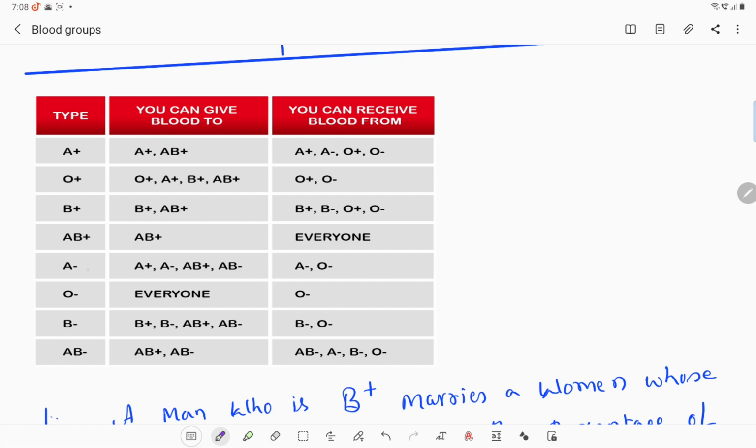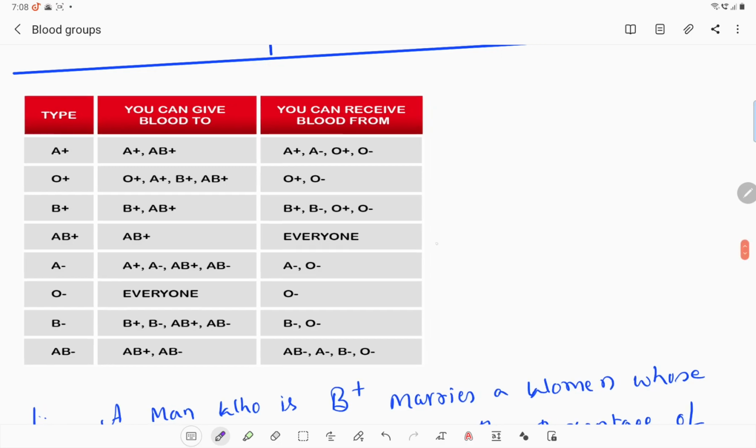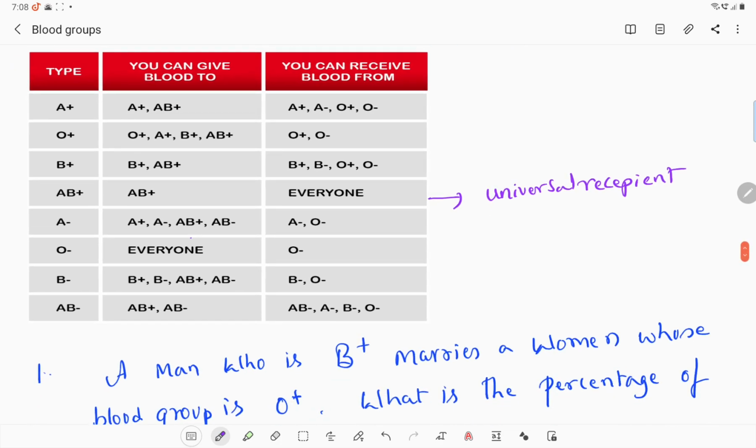And if your blood group is AB positive, you can give blood only to AB positive, but you can receive blood from everyone. So AB positive is universal recipient. Why? The AB positive person can receive blood from everyone. If your blood group is A negative, you can give blood to A positive, A negative, AB positive and AB negative, but you can receive blood from only A negative and O negative. If your blood group is O negative, you can give blood to everyone, but you can receive blood only from O negative. So O negative blood group is universal donor.